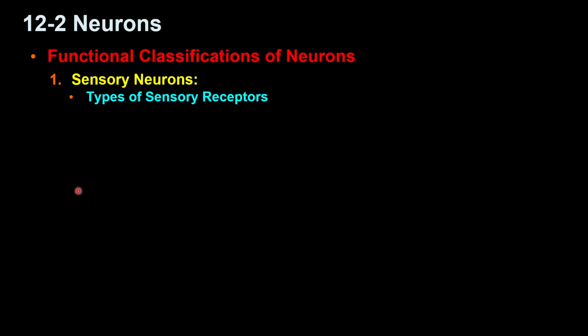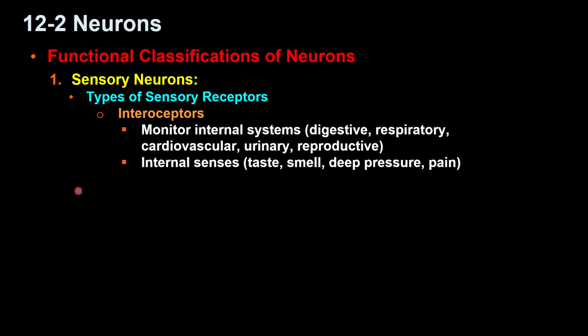There are three types of receptors in the sensory neurons. The first one is called interoceptors. These are the ones that receive from the organs, for example, respiratory, cardiovascular, urinary, reproductive, and digestive. Some of them are for special senses like taste and sense of smell, and the other ones are for the general somatic, which is deep pressure and pain. So they are located deeply in the body.